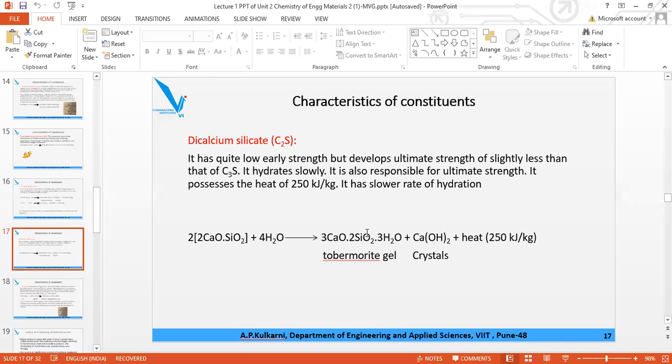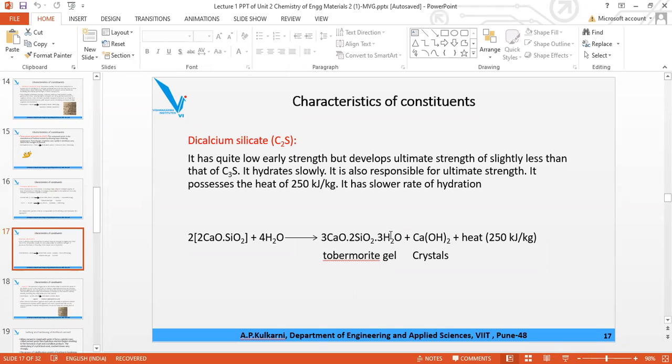The same product is here, only instead of 3 Ca(OH)2 twice, here we are getting 1 Ca(OH)2 twice. In the reactant, earlier 3 CaO was there, now here 2 CaO is there, and earlier there were 6 H2O. Now the short form: what will be the reaction? 2 C2S plus 4H2O gives C3S2.3H2O plus Ca(OH)2.